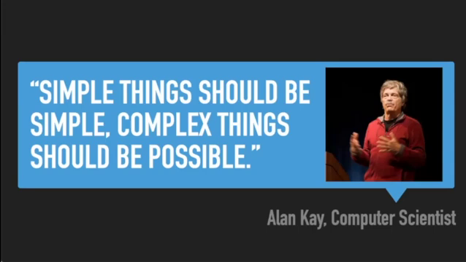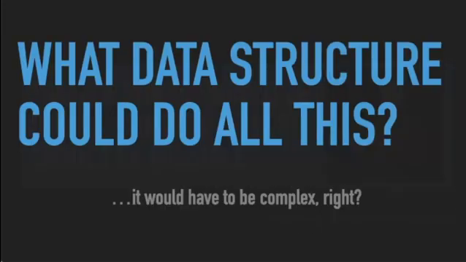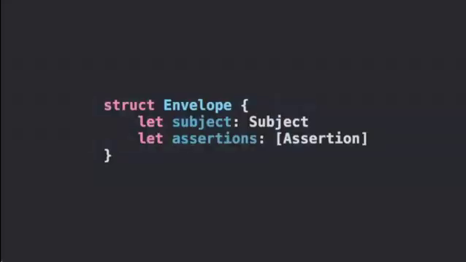So in terms of all the things I've shown you with envelopes, what kind of data structure could do all this? It would have to be pretty complex, right? Well, let me show it to you. So here it is. This is written in Swift, and it's only slightly abbreviated. An envelope, a crypto envelope, has a subject and it has a number of assertions about the subject. That's an array of assertions, and that's it. Now, obviously, it's a little bit more complex than that because I haven't explained what a subject or an assertion is, but at a very high level, an envelope looks very simple because it is.